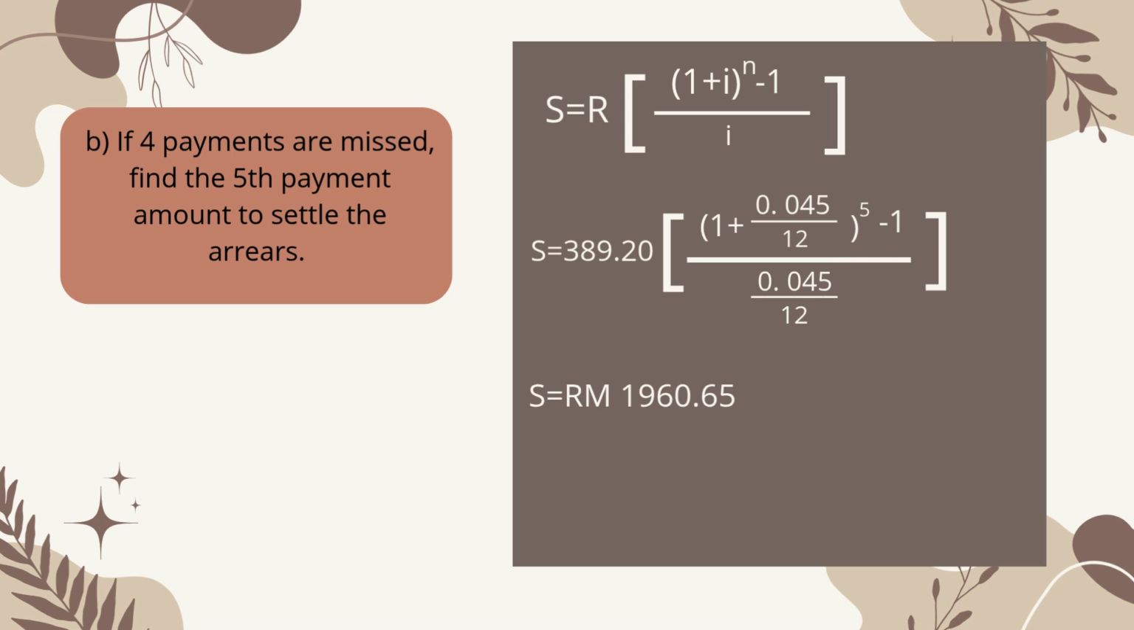So the number of missed payments is 4, and we are now calculating the fifth payment to cover this. We substitute the values into the formula, and after doing the calculation, we get the total amount due as 1,960 ringgit and 65 cents. So the fifth payment that needs to be made to fully settle the missed payments is exactly 1,960 ringgit and 65 cents. That is all.